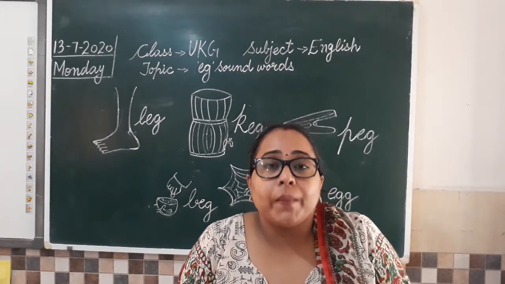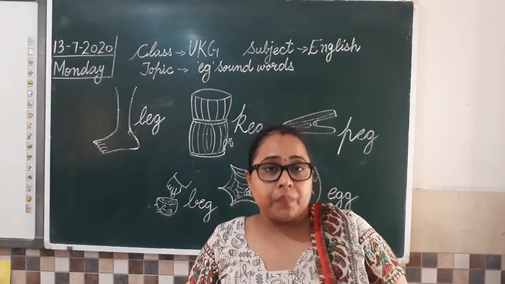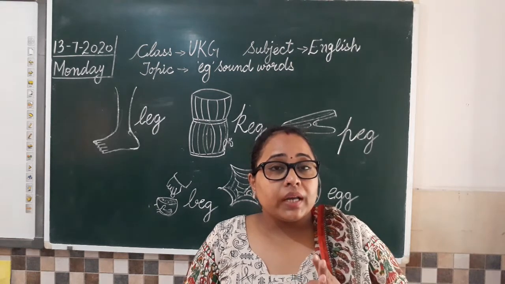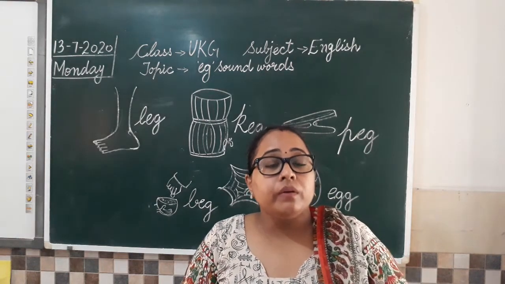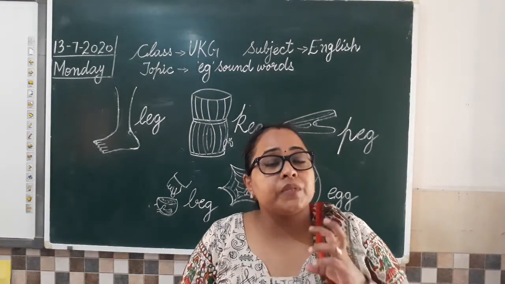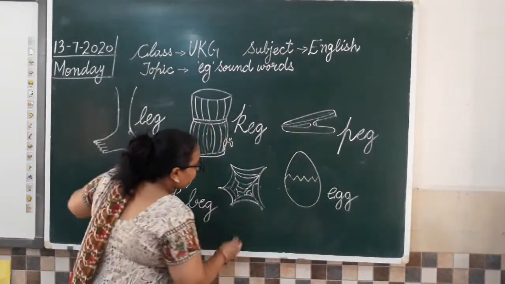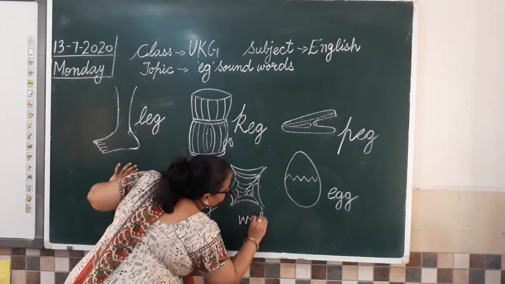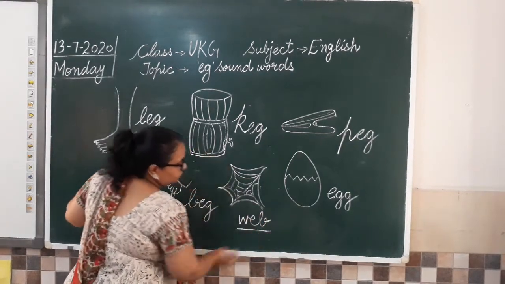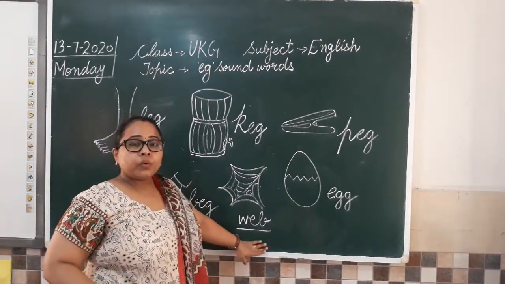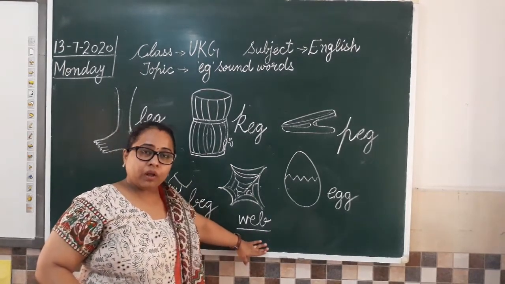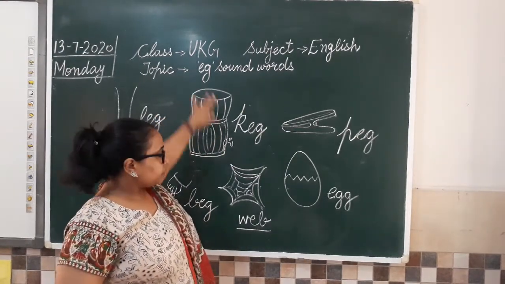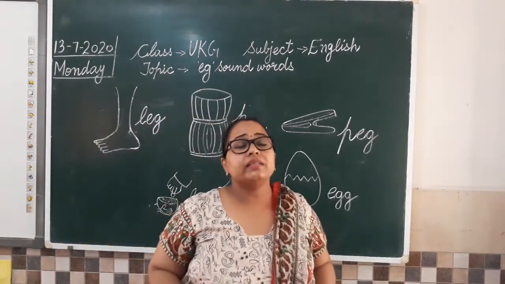That is web. Now when I am saying web, which sound is coming? Eb. Yes, it's an eb sound word. So how are we going to write that? Web. Clear all? So today we have learned egg sound words.